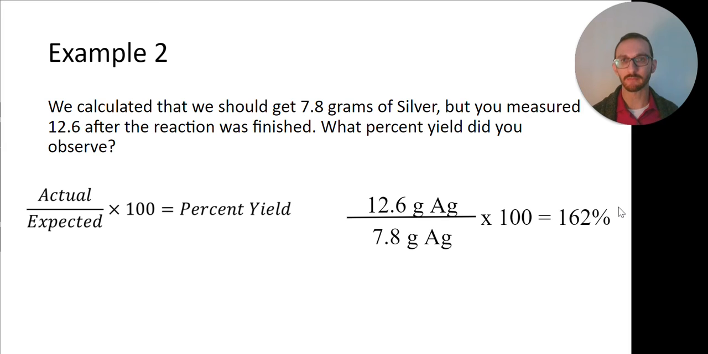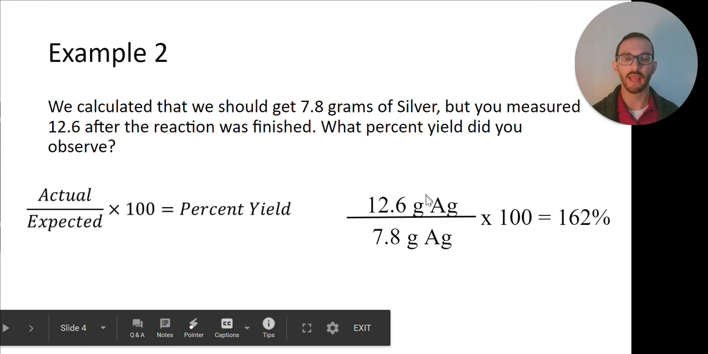In the second example, we did not do so well, right? So if the calculation says that you should get 7.8 grams of silver, but you actually measured 12.6 after the reaction was finished, we're asked to calculate our percent yield again. So we actually measured 12.6 grams. That's what we actually got. The calculation says that we should have gotten 7.8, so that's our expected value.